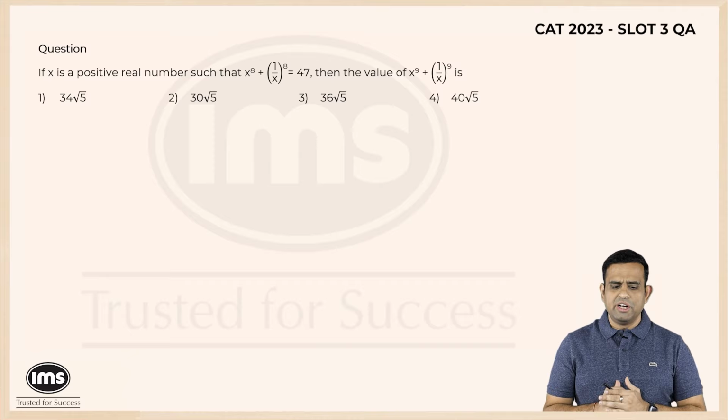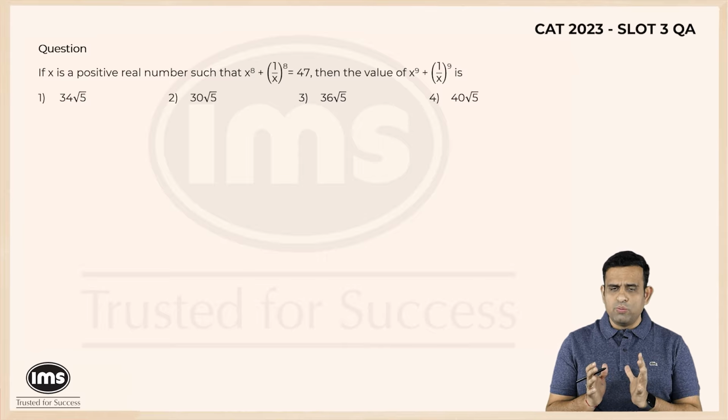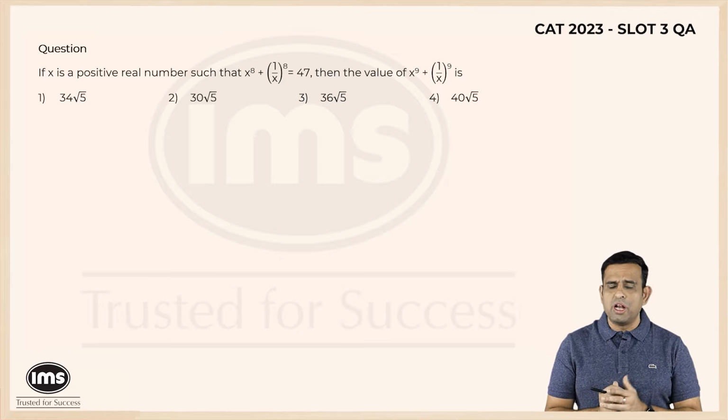In this particular sum, it is given that if x is a positive real number such that x power 8 plus 1 upon x power 8 is equal to 47, then the value of x power 9 plus 1 upon x power 9 is equal to how much? So not a very straightforward problem. If I have to put them under A, B or C category, I can call this particular question to be of type B. So the time to possibly solve this could be approximately 2 to 3 minutes depending on how much formula is known to us.